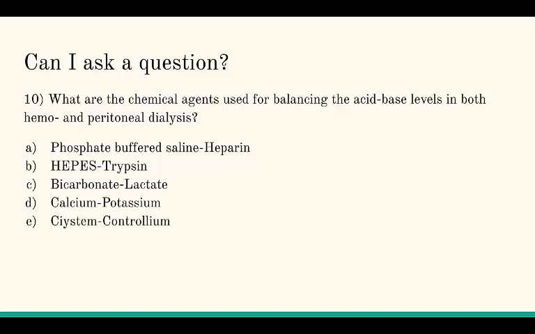So, heparin is mainly used in hemodialysis for preventing clotting of the blood, which would cause the patient some problems. Phosphate buffered saline is something that is used widely in biomedical research laboratories. It has nothing to do with this situation. HEPES and trypsin: trypsin is an enzyme, and HEPES is a buffer in a specific pH range, but again, it's not used in dialysis.